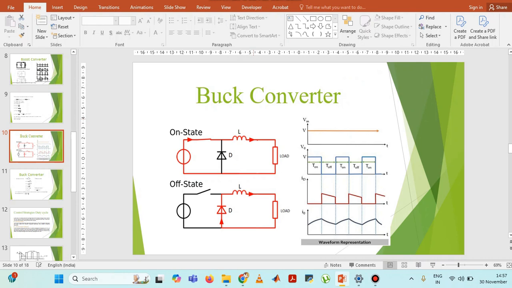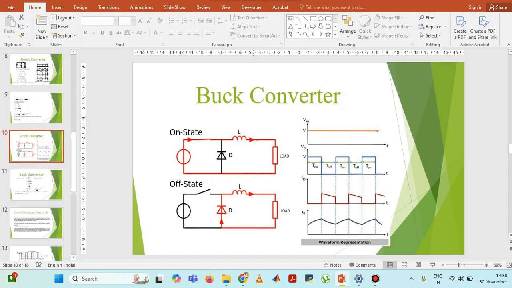So how does a buck converter work? In case of the buck converter, the operation also occurs in two phases: on time when the switch is closed and off time when the switch is open. The black portion of the circuit shows the portion of the on state or off state. That portion, the black portion, means it will be disconnected from the circuit in that different state.